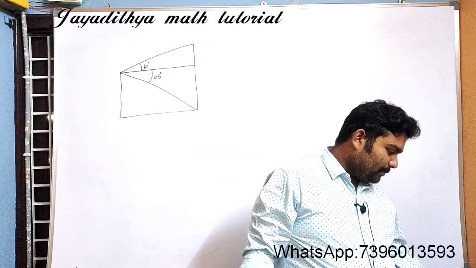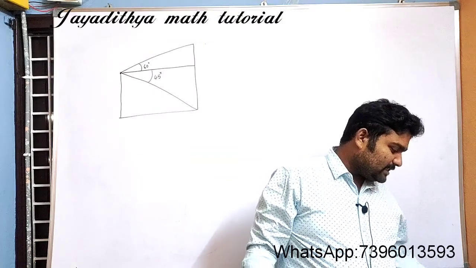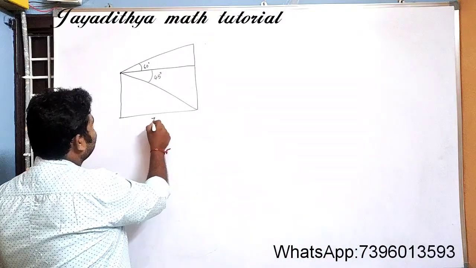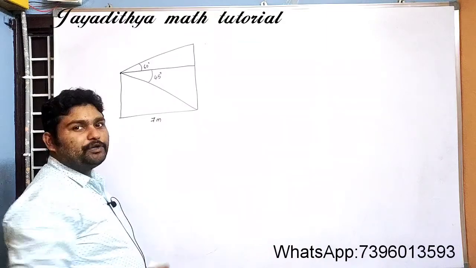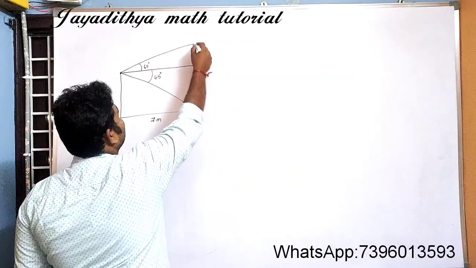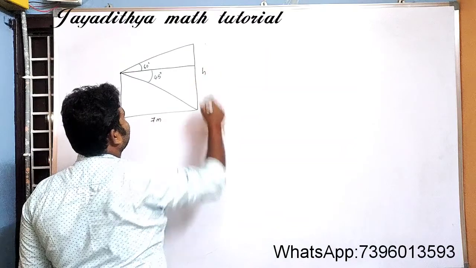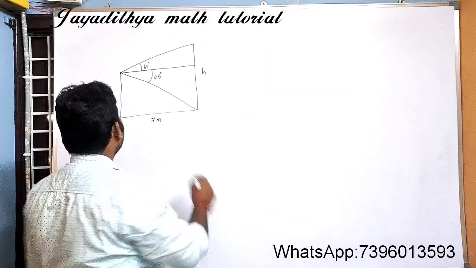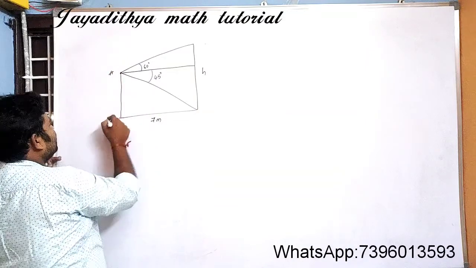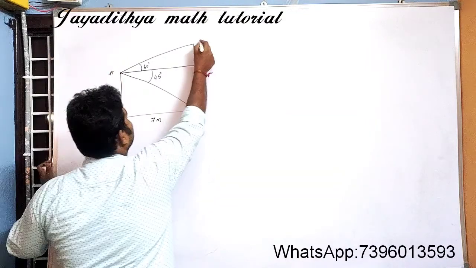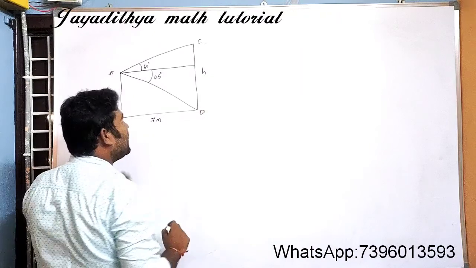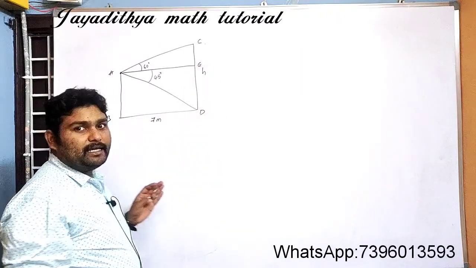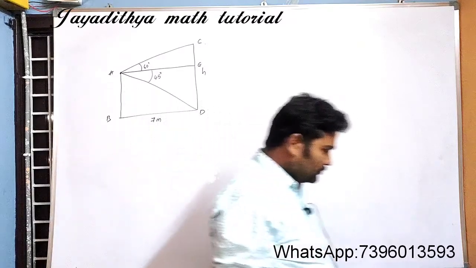So what do you need to find here? If the distance of the building from the tower is 7 meters, then find the height of the tower. So this is the tower, and you need to find the height here. Let AB be the building and CD be the height of the tower. Take one more intermediate point, that is E.